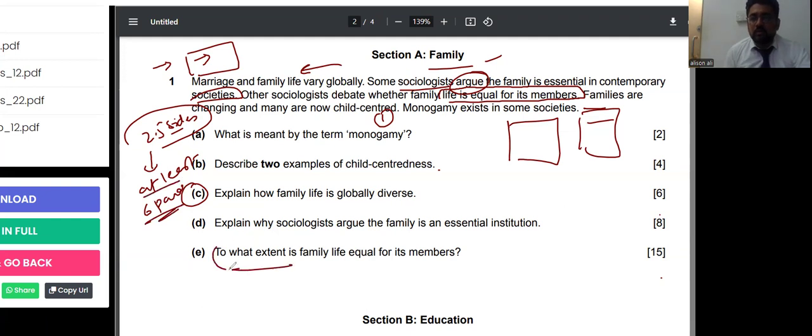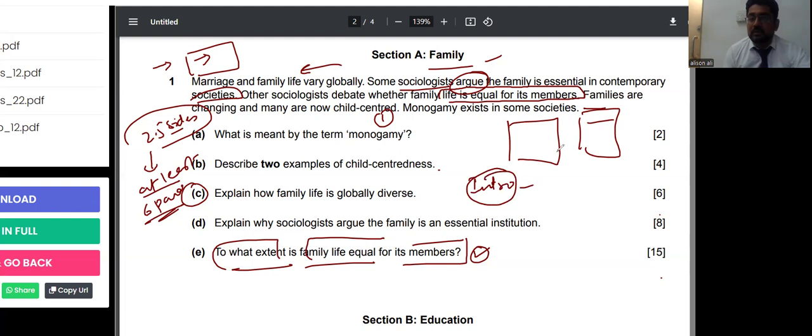So this question is, to what extent is family life equal for its members? Okay, now since it says that families are changing and many are now child-centered, one is this. So to what extent? First of all, we will go positively, then we will change it, and then we will conclude by looking at the factors. For example, the first paragraph, intro.